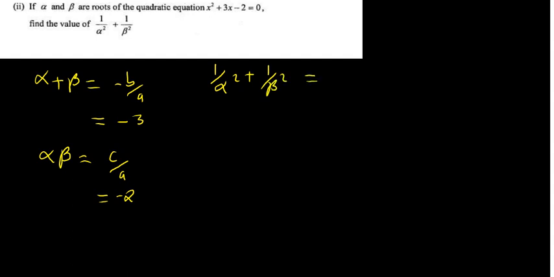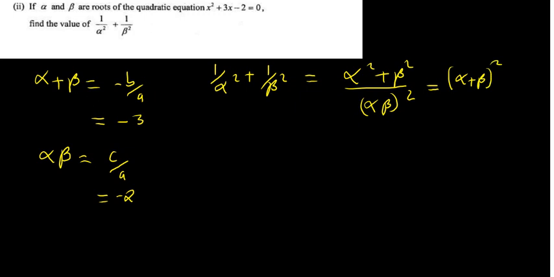This will give us, cross multiply, alpha squared plus beta squared, and then multiply the two denominators. Since they are all squared, it will be alpha beta, and then you square it. Now alpha squared plus beta squared will be alpha plus beta squared minus 2 alpha beta. And then in the denominator, we've got alpha beta squared.